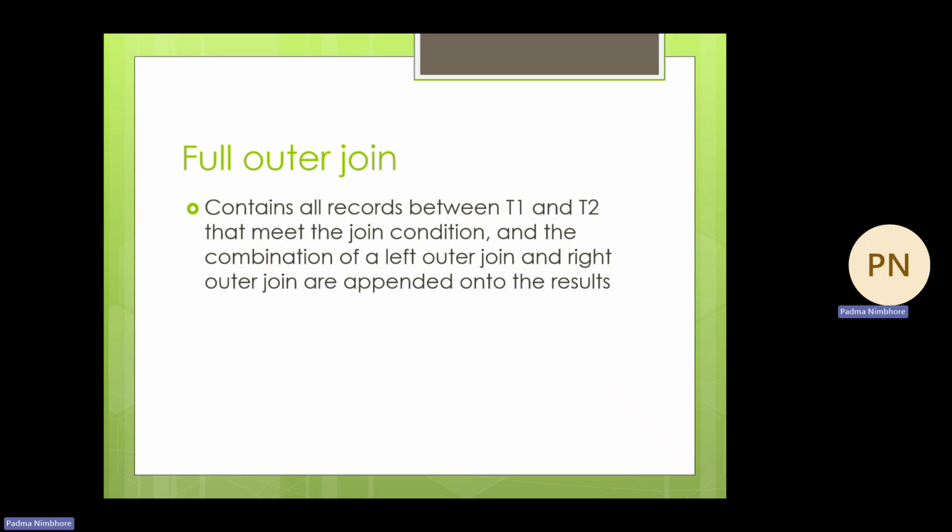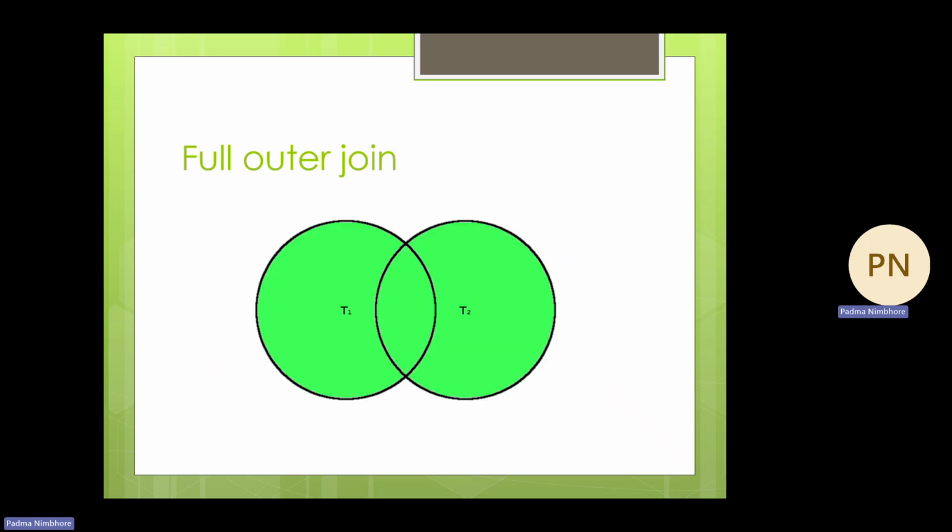Okay, so a full outer join contains all records between T1 and T2 that meet the join condition, and it is the combination of the left outer join and the right outer join. Combination of both means T1 and T2. If you combine both, you will get this Venn diagram.